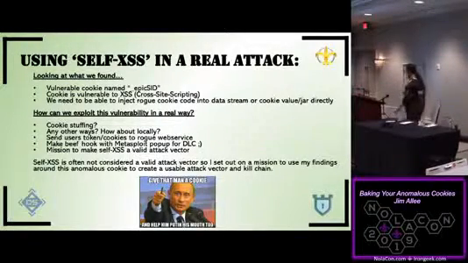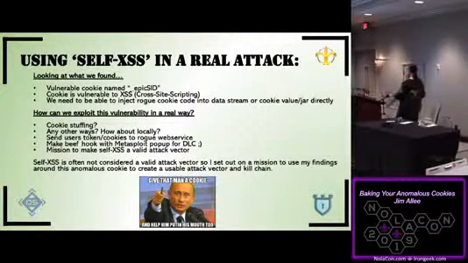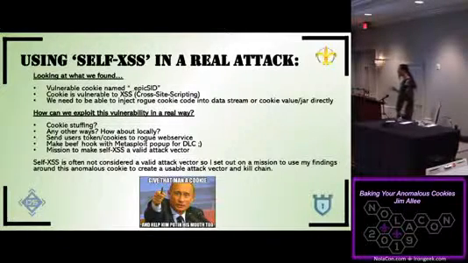So again, I was talking about self-XSS not being viewed as a real threat. Looking at what we found, we have this vulnerable cookie. We know it's vulnerable to XSS. And we know that we need to inject that cookie data into the stream or the cookie jar. So I know that I can do cookie stuffing, yeah? If you're not familiar with cookie stuffing, you can trick the browser into allowing cookies to be set through iframe trickery and redirect trickery. We already know that can happen. So I feel like I can actually use this as a real attack.